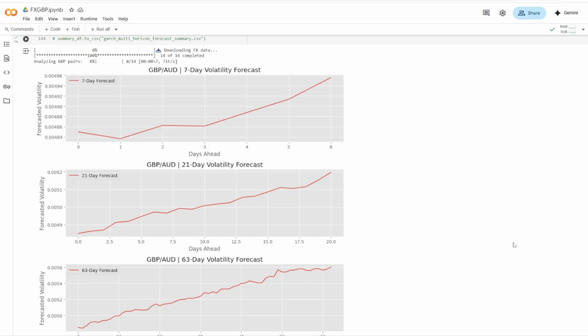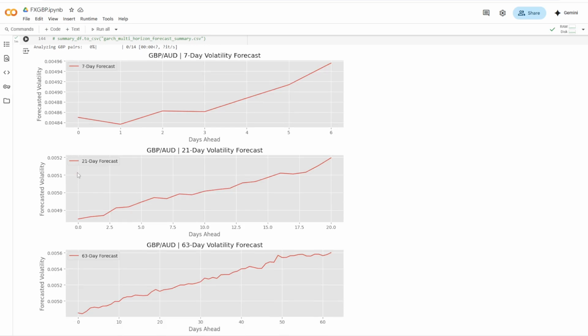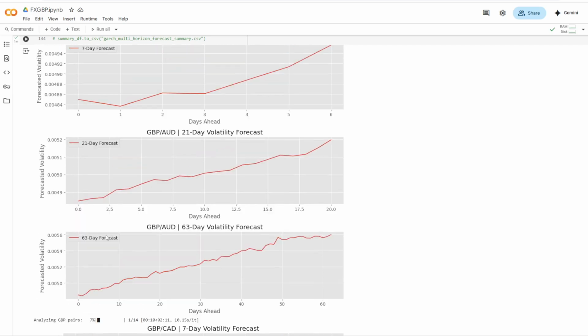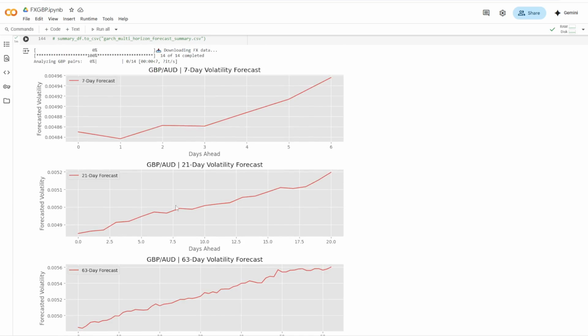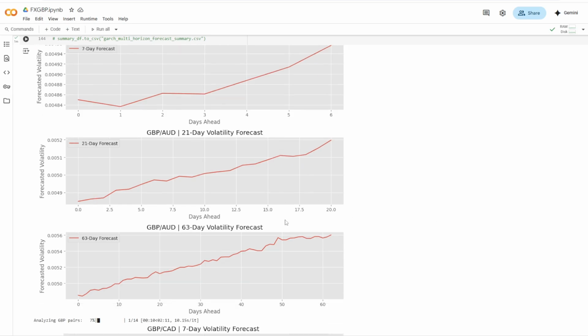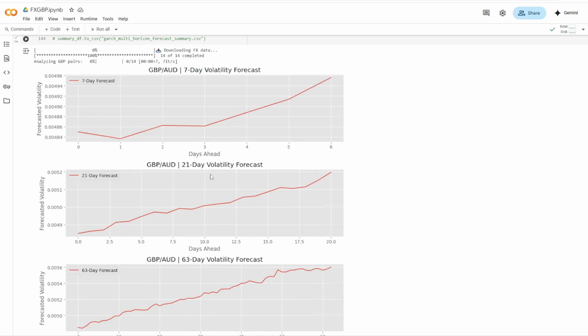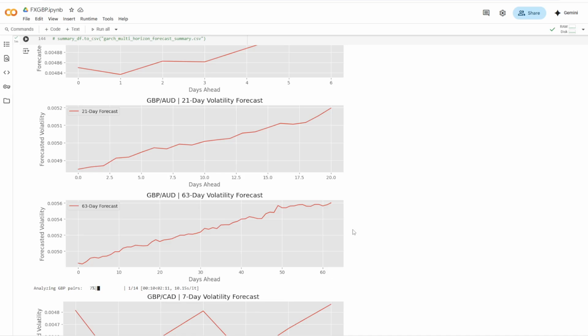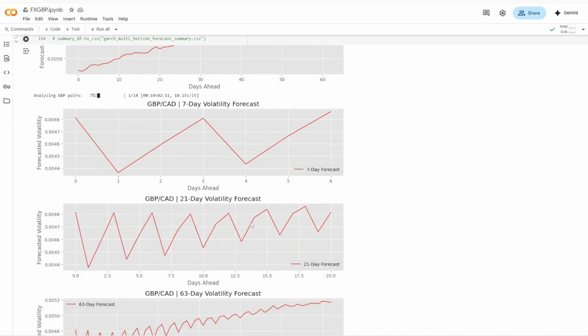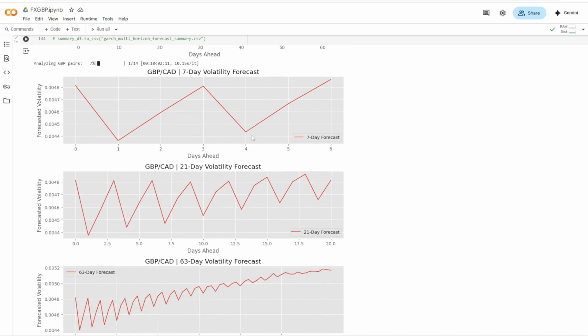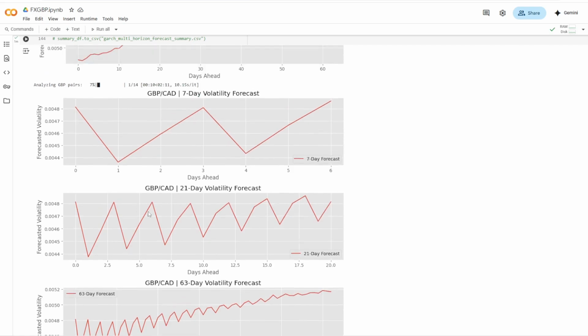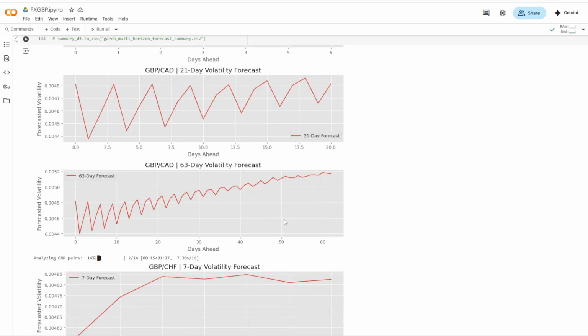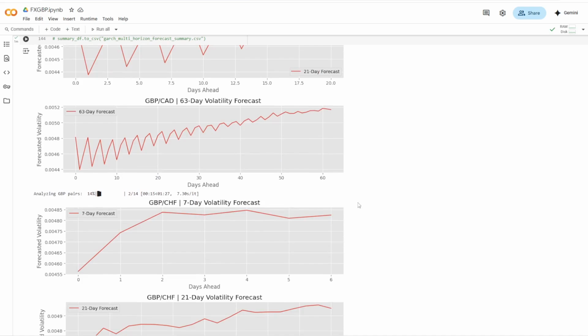We can inform ourselves and have a rough idea that there will be higher volatility, more or less 0.4, 0.5% rising up on a 7, 21 and 63 days horizon. Okay, so you see here, what is that? Of course this pound Canadian dollar, it's completely bonkers.